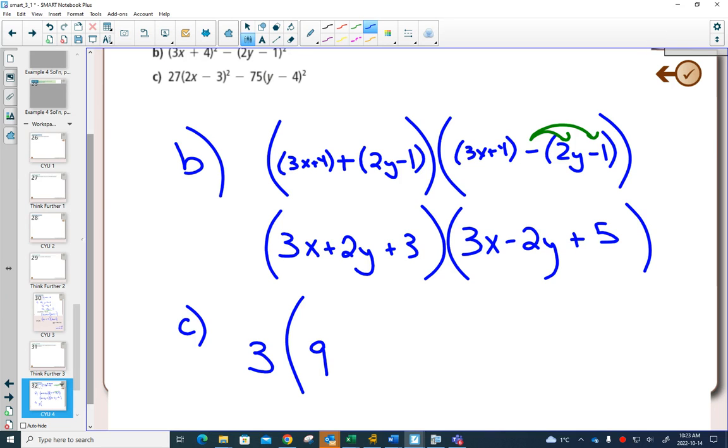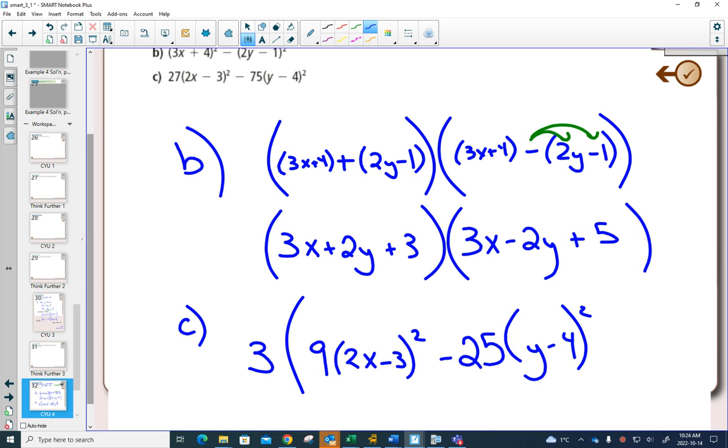So we take out that 3, leaving me with 9(2x - 3) squared minus 25(y - 4) squared. Okay? Brain-wise, this expression has two terms. I've underlined them in red. You have to be able to see how many terms you have, so when you're factoring out something common, you're just asking, what's in common in both of those underlined red things? There's the 3 in common.